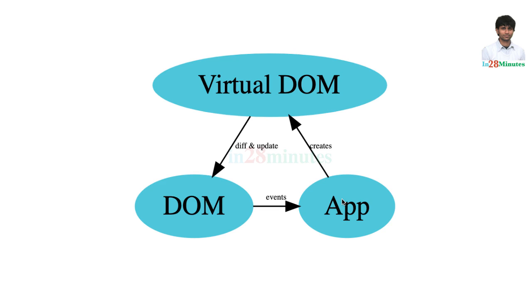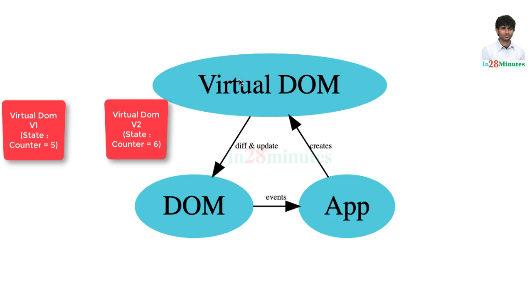So let's take an example. Let's say the current state of the counter is 5 and you are calling set state to increment the counter. So the new state of the counter would be 6. What React would do is to build the virtual DOM for both these states. So it would already have built the virtual DOM with the state value as 5 and it would build the new virtual DOM with the state value as 6. It would do a diff identifying the fact that only the specific part of the DOM needs to be updated and then it would go ahead and update the DOM.